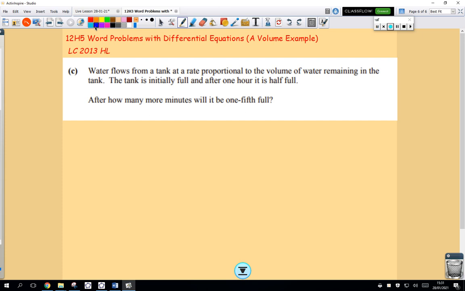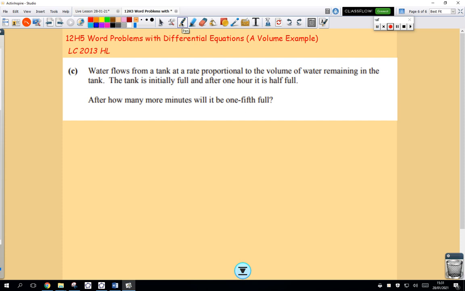The solution's pretty simple actually, but because it wasn't about acceleration and velocity and position, displacement, that threw some students. Okay, so you've got to be prepared for anything to come up and be able to interpret the information.